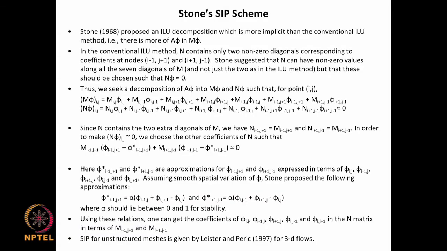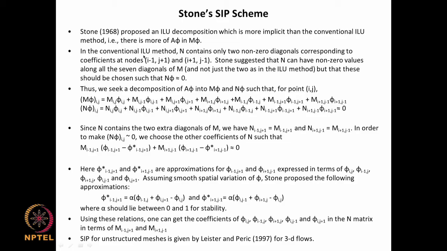So, this is where Stone stepped in, in 1968, and proposed an ILU decomposition which is more implicit than the standard ILU method, thereby making the convergence faster. So, what is that? How did he make this? We are looking at an incomplete LU decomposition in such a way that there is more of A phi in M phi. So, that is what it is.